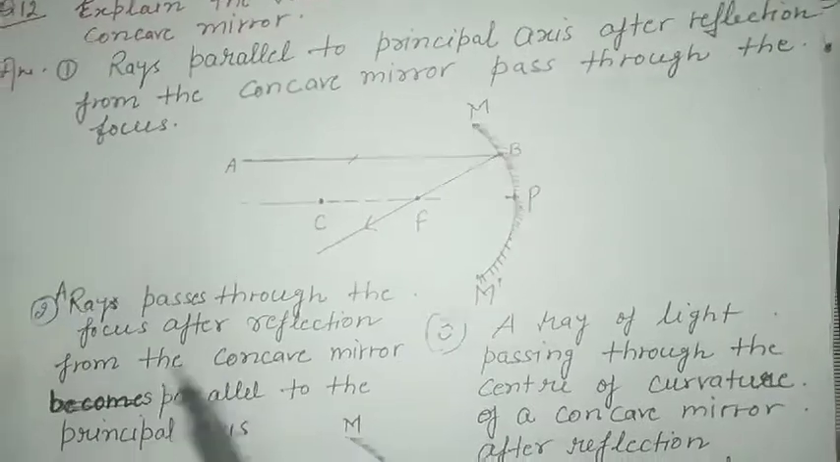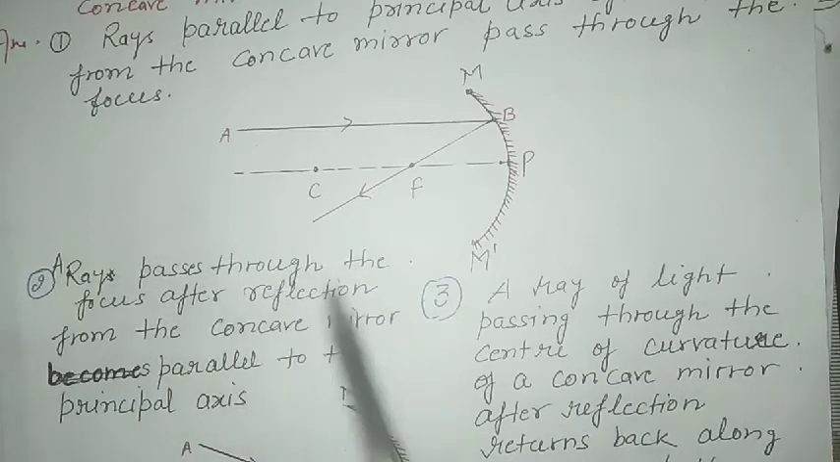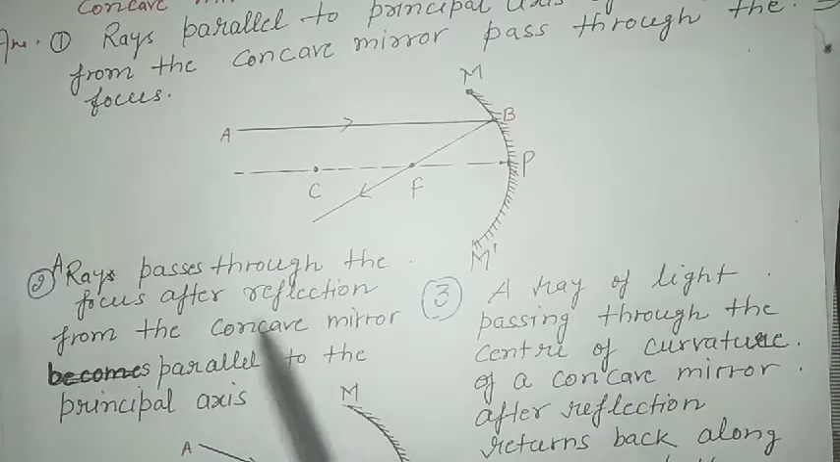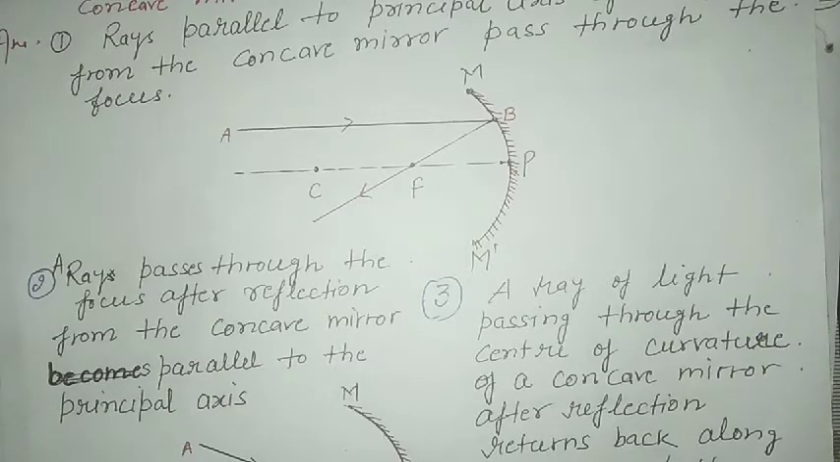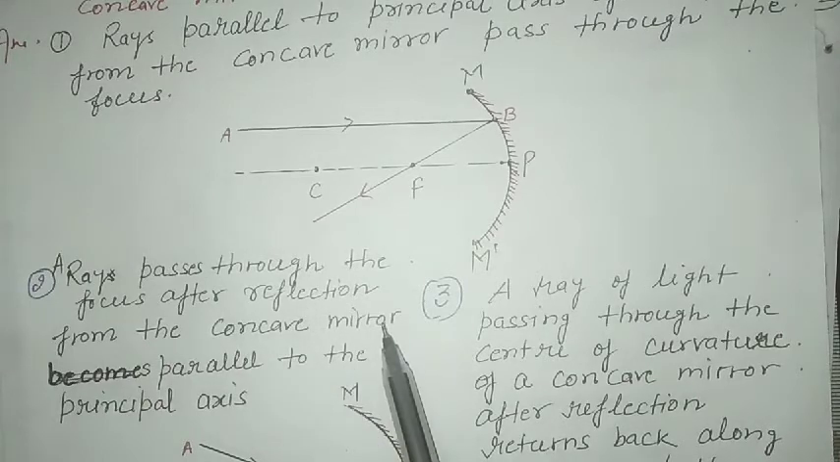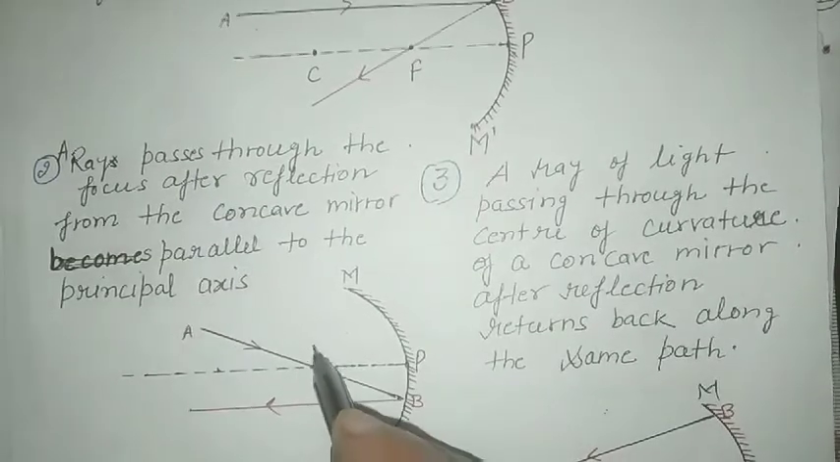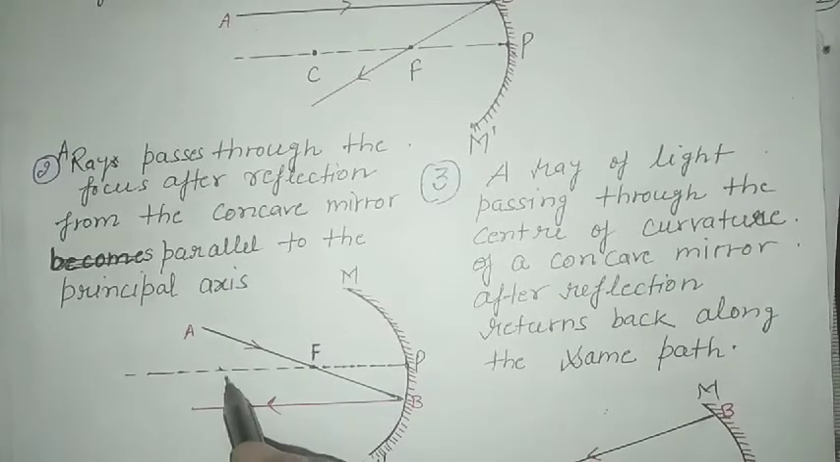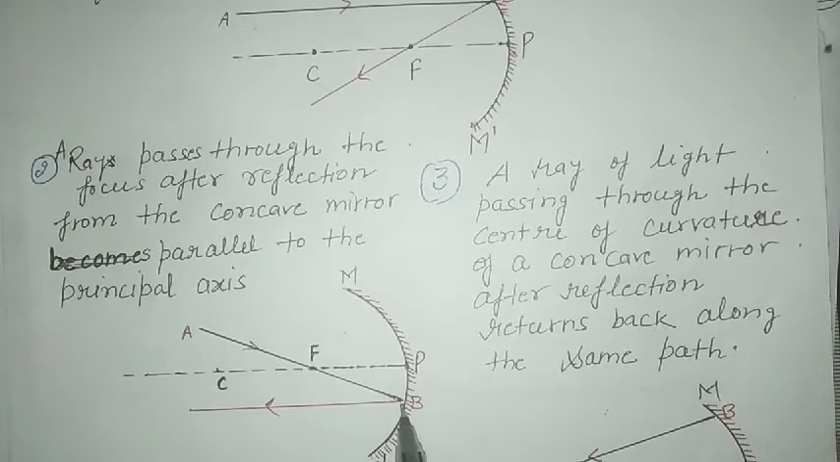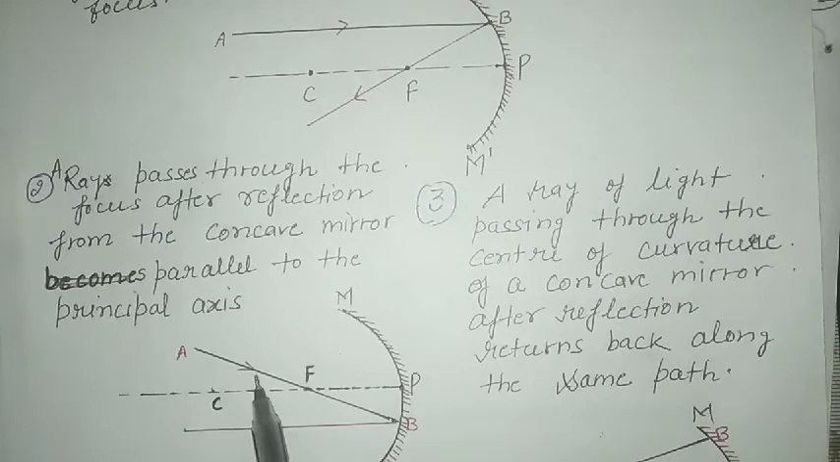Now the second rule. The second rule is just the opposite of the first rule. A ray passing through the focus, after reflection from the concave mirror, becomes parallel to the principal axis. So this is the focus here, and this is the center of curvature. The ray which passes through the focus becomes parallel to the principal axis after reflection. You can see here, put the arrow, so the arrow will tell you in which direction the ray is going.